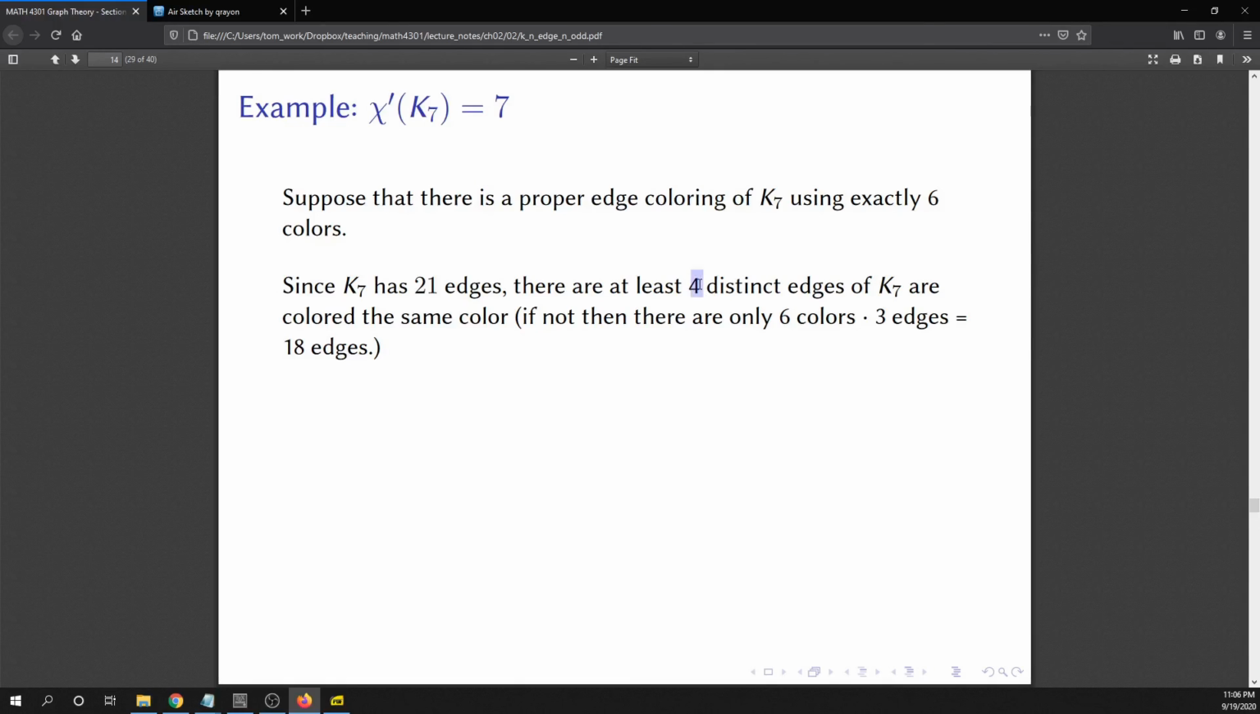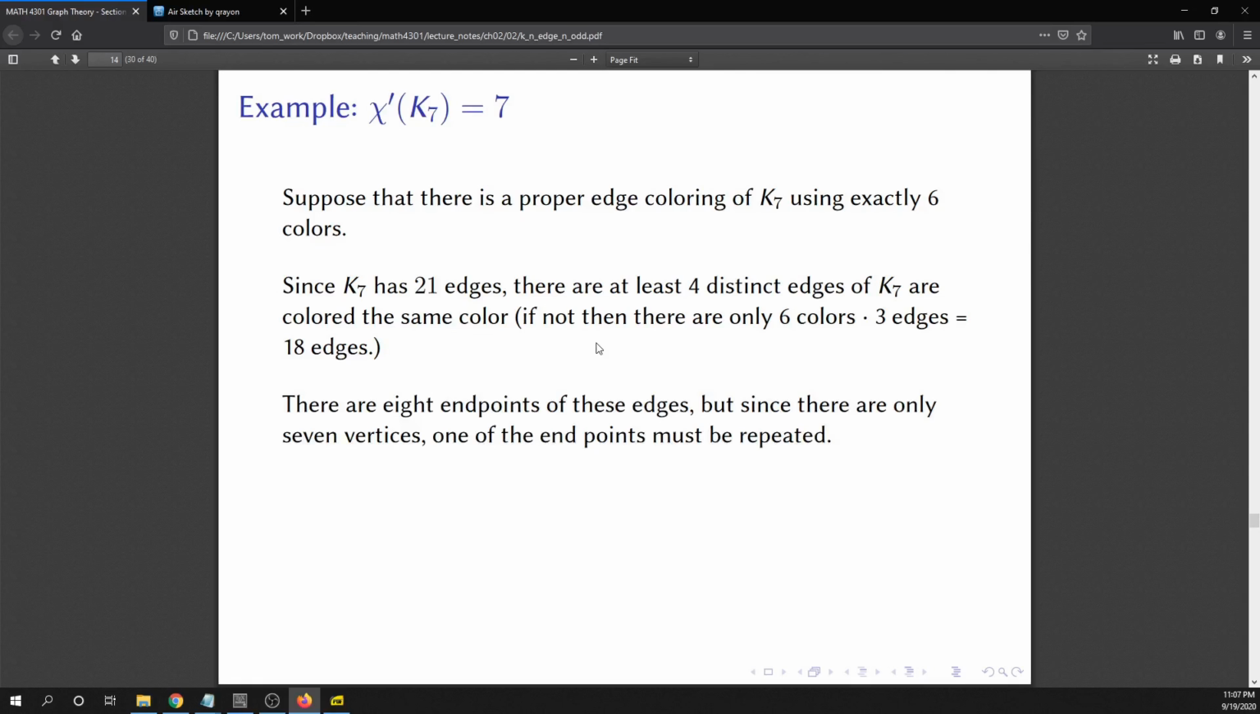There have to be at least 4 distinct edges of K7 that are colored the same. If not, suppose that there are at most 3 edges of each color. That would be 3 edges times 6 colors, which would only give you 18 edges. So that can't happen. If there aren't at least 4 edges with the same color for one of the colors, then you won't have all your edges colored. So there has to be 4 of the same color.